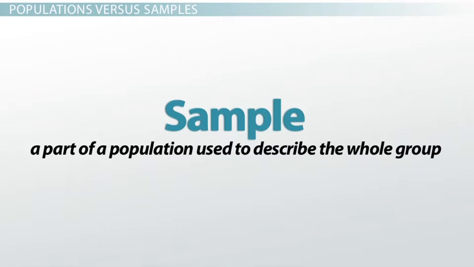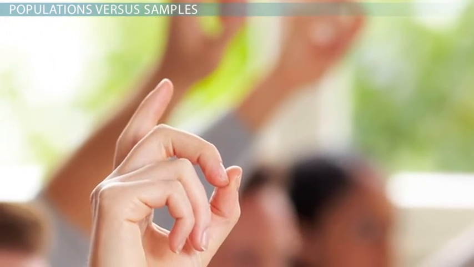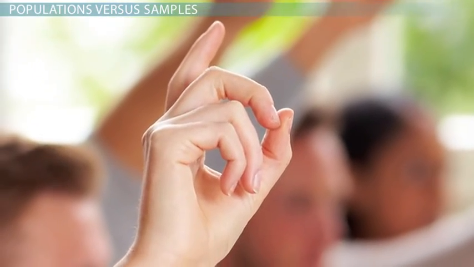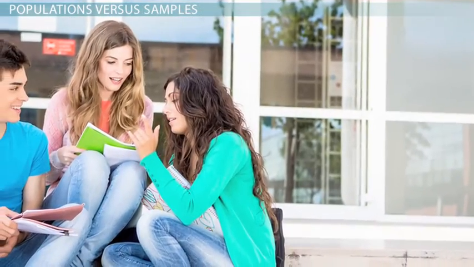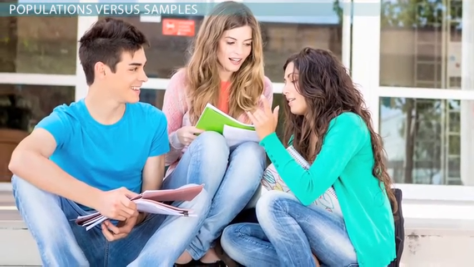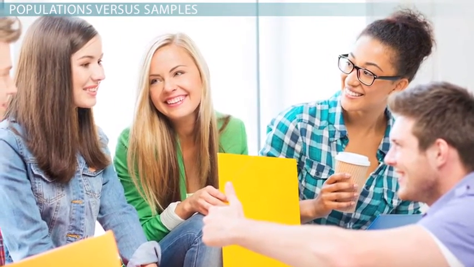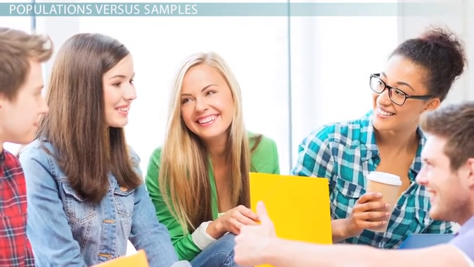A sample is a part of a population used to describe the whole group. Jasmine can get a select group of students from her school as a sample. This way, she can get an idea of the preferences of the students without asking every student in the school. In order to get a sample, Jasmine can only use students that are from the school. She can't ask students that are from another school or aren't students because they aren't part of the desired population.